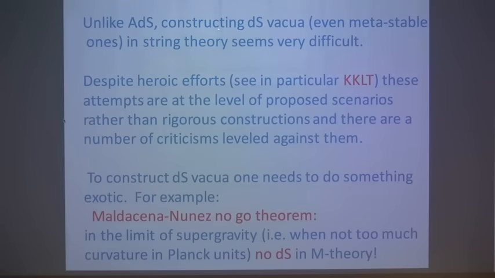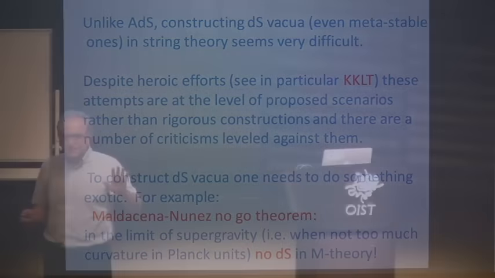Unlike AdS, constructing de Sitter vacua, even metastable ones, in string theory seems very difficult. Now here, I want to make clear what I mean by this. I do not mean trying to get the observed universe in 4 dimensions with the standard model, with de Sitter, etc. That's a tall order. Rightly so, people will say, this is a hard thing to do. How do you expect me to get the exact answer? No, I'm not asking that. I'm saying there's no single example of de Sitter anywhere in any dimension, in any string compactification, which is simple.